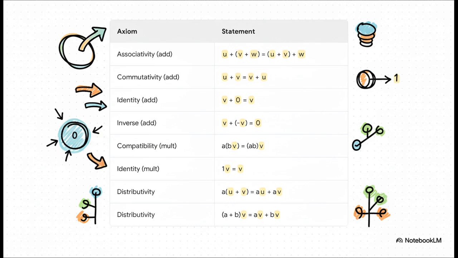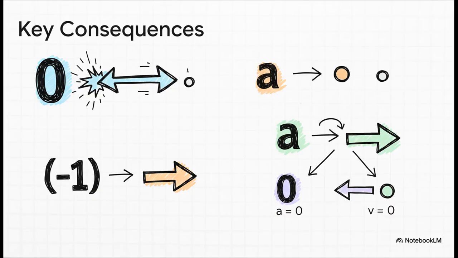Together, they create this really robust, predictable structure. And what's really cool is that from just those 8 rules, all these other essential properties just emerge. For instance, if you multiply any vector by the scalar 0, you get the 0 vector. Or if you multiply a vector by -1, you get its inverse. These aren't new rules we have to add. They're direct, logical consequences that you can prove straight from those first 8 axioms. It just shows how consistent and solid this whole framework is.